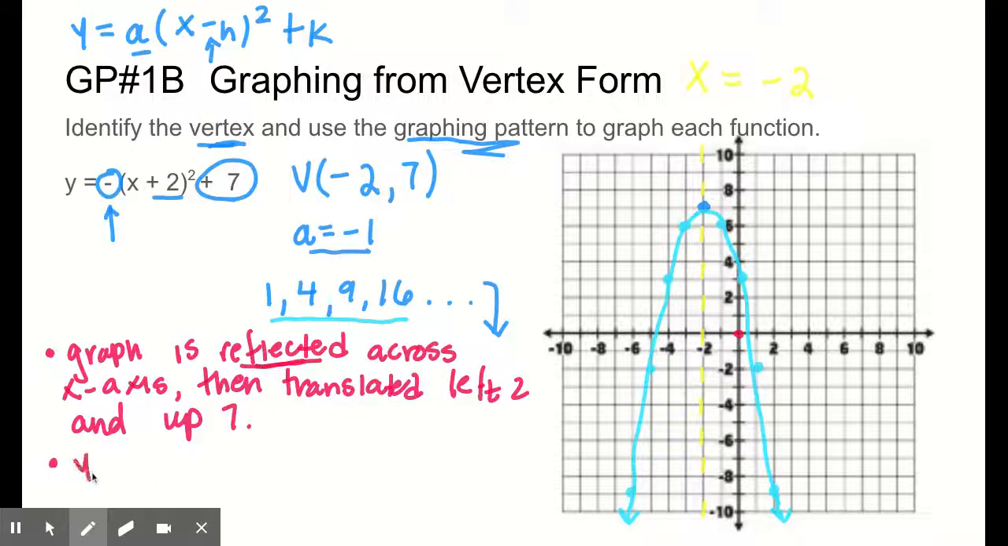And then the y-intercept. Our y-intercept is here at 0, 3. And that is graphing from vertex form.